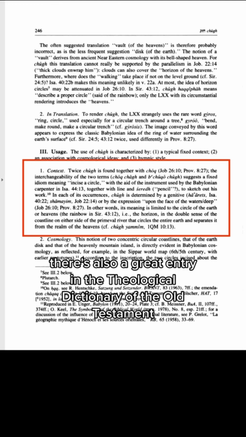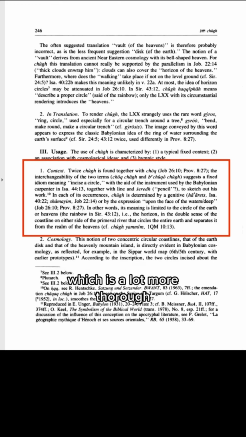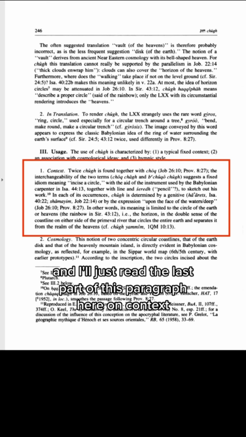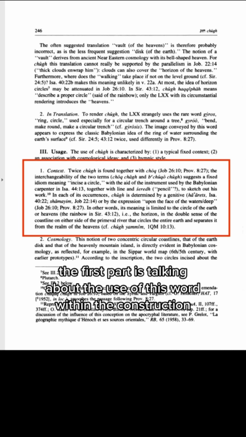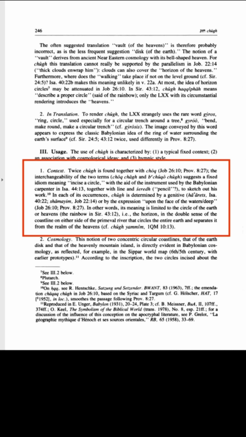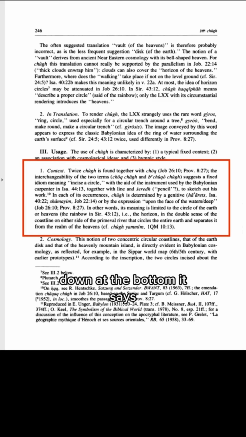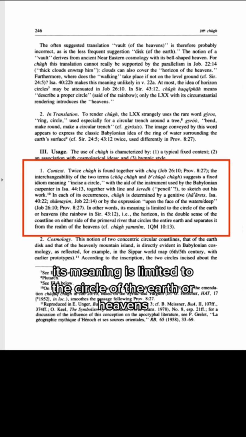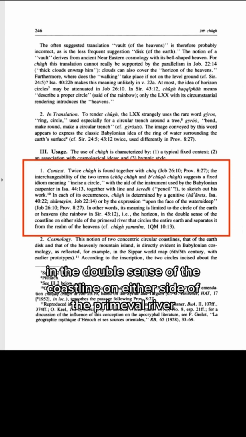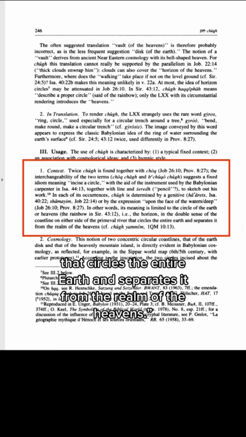There's also a great entry in the Theological Dictionary of the Old Testament, which is a lot more thorough, and I'll just read the last part of this paragraph here in context. The first part is talking about the use of this word within the construction that includes the verb chok, talking about how it basically means to incise a circle. Down at the bottom it says, "in other words, its meaning is limited to the circle of the earth or heavens, i.e. the horizon, in the double sense of the coastline on either side of the primeval river that circles the entire earth and separates it from the realm of the heavens."